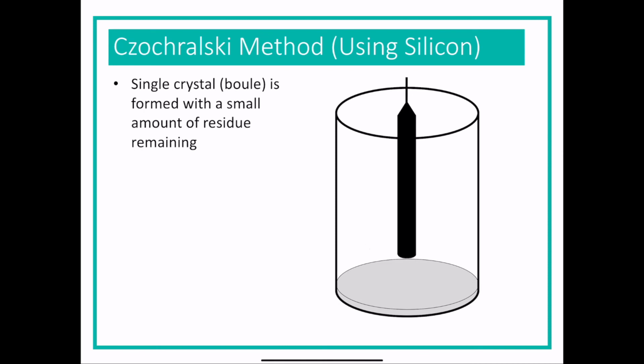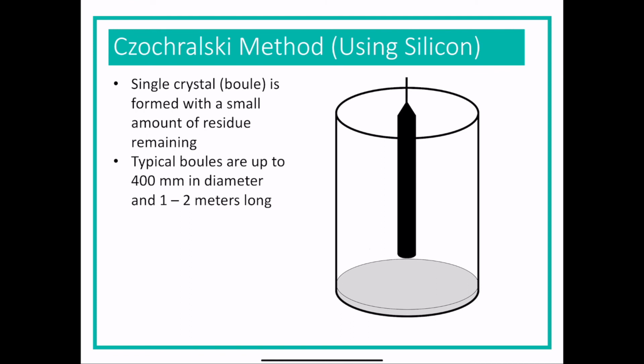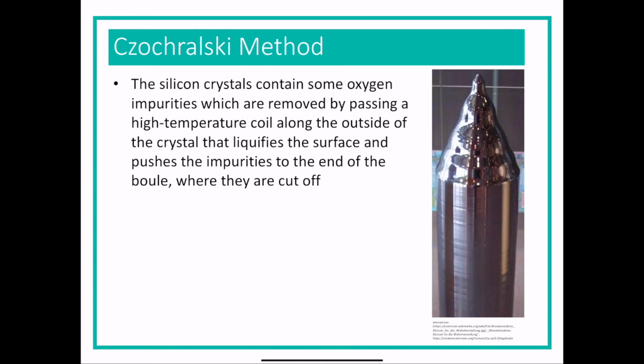So what it looks like is, and they can be really big. So these are not small. They're big, like 6 feet long, and like this big around. They're huge. But basically, the silicon crystal that comes out looks pretty much just like this, and some oxygen is left, and basically a high temperature coil is passed up and down it, and it causes the impurities to get pushed to the end, and then they're just chopped off. So that's basically how they purify it, is they just run a coil up and down it.